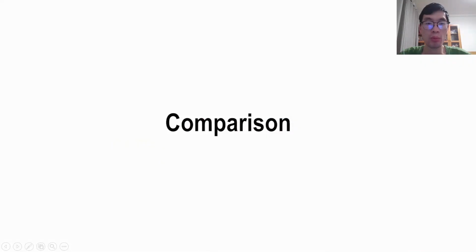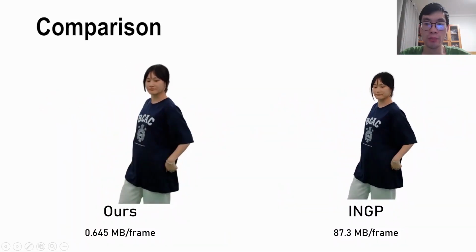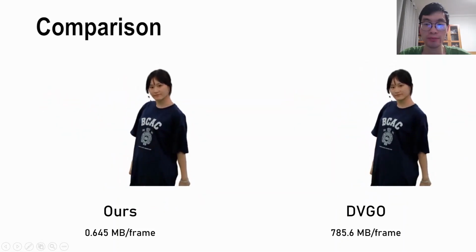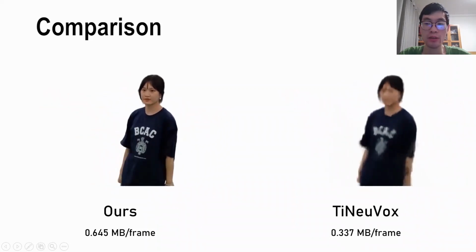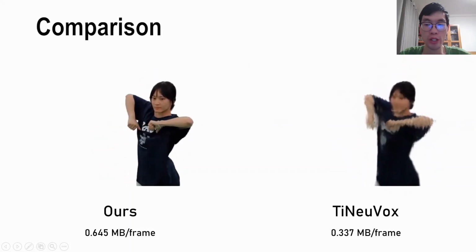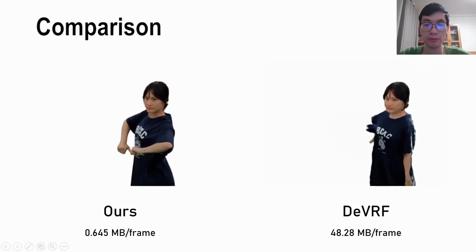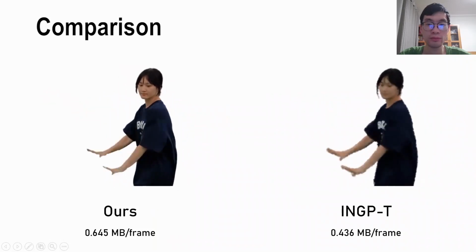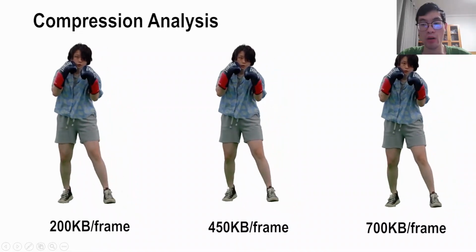And finally, let's see our compression result. Compared to the frame-to-frame training methods, we can achieve similar quality with much smaller frame sizes. Other dynamic methods usually fail due to the topological changes and limited network capacity. Our methods also support variable storage sizes.